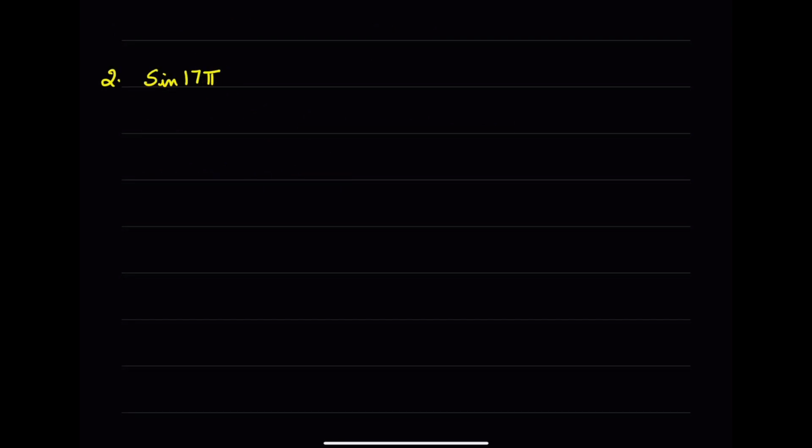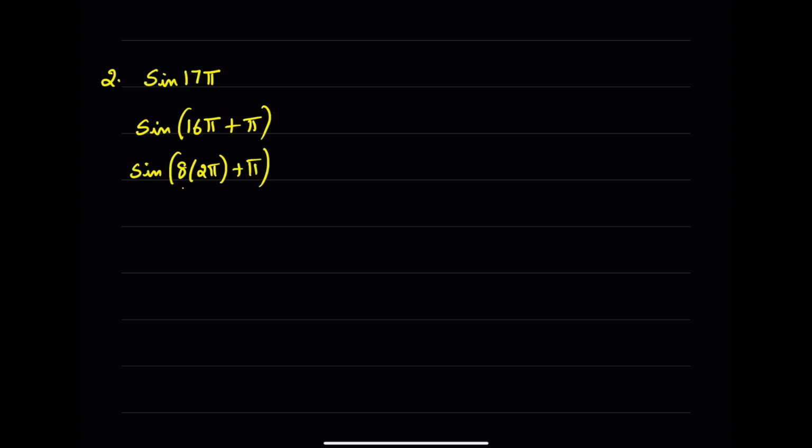Let's try to find the value of sine of 17 pi. So here we can approach this problem in a different way. So we can write 17 pi as 16 times pi plus pi, and we can further change this to 8 times 2 pi plus pi.